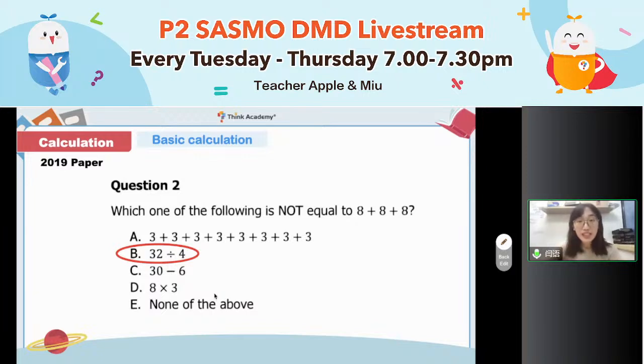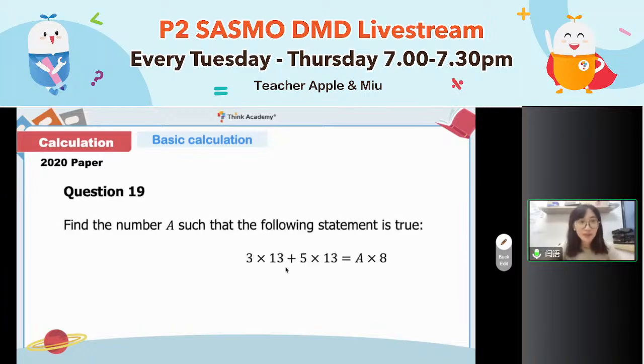Well, this is a basic question, and you can see that in the SASMO test paper, you have to understand how to do calculations involving multiplication, division, addition, and subtraction. Okay, you must understand these 4 operations well. And here, Teacher Apple wants to share more about multiplication. Okay, another question for you.